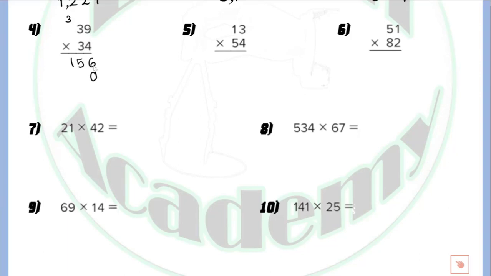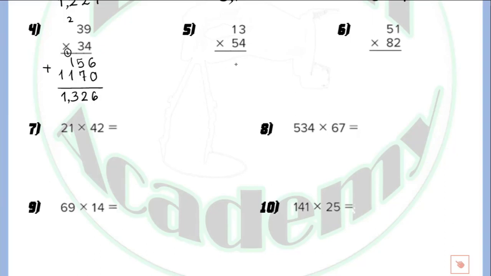And 3 times 9 equals 27. So 7 and carry up 2. 3 times 3 equals 9, plus 2 equals 11. Now by adding the two numbers, 6 and 0 equals 6, 5 and 7 equals 12, 2 and carry up 1, 1 and 1 equals 2, plus 1 equals 3. Now write 1. So the answer now will be equal to 1326.